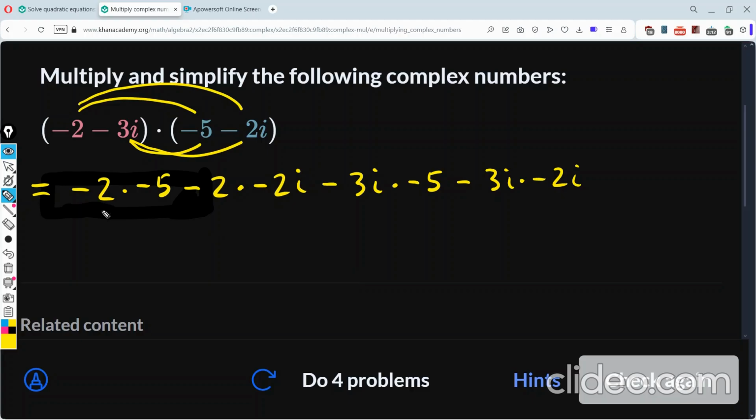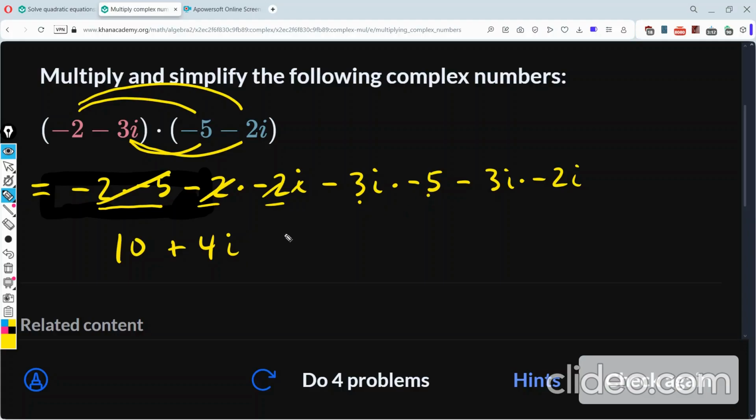All right. -2 times -5 is 10. Right here, multiply numbers and letters separately. Or it's not really, i is not really a letter, it's a number, but still. Multiply the real part and the imaginary part separately. So -2 times -2 is 4. All right, and we're still left with times i.